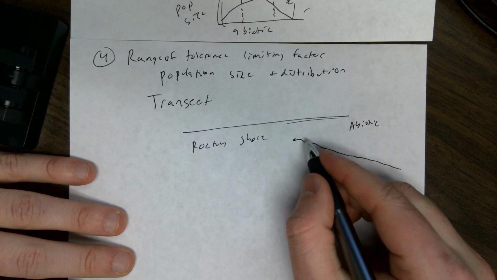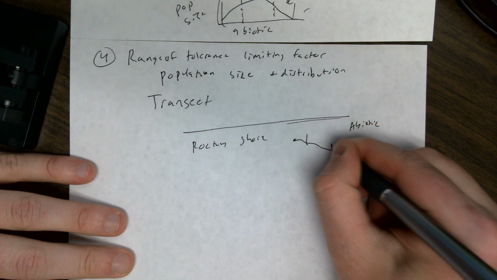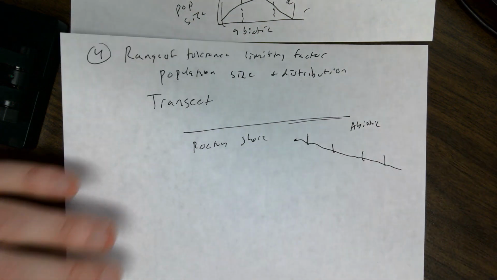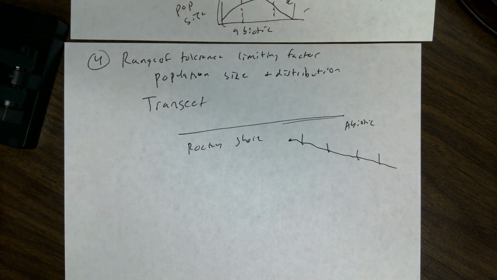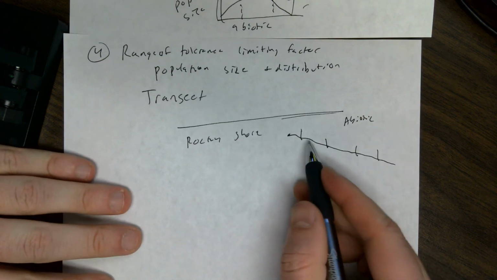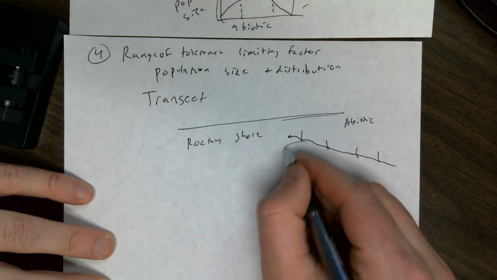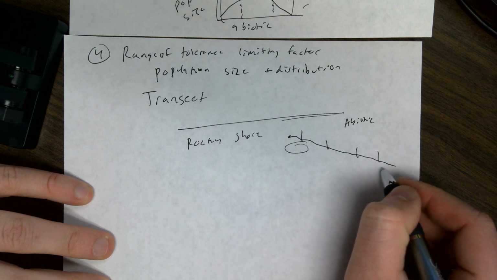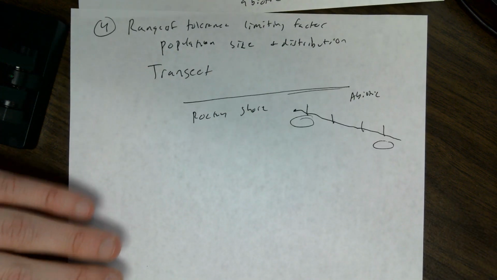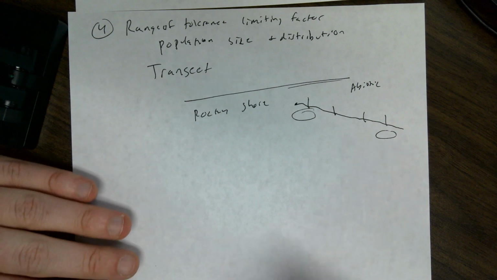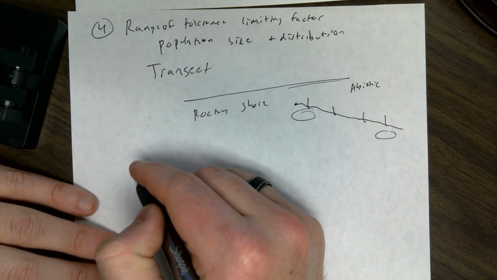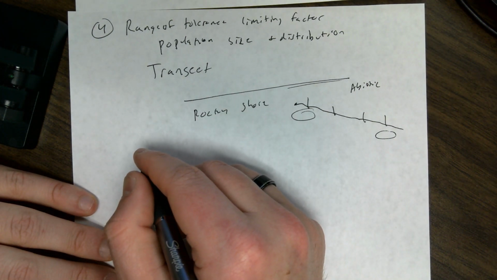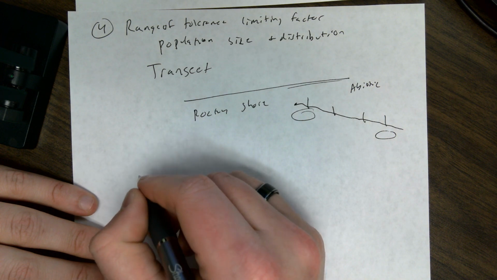And so then you can sample here and here and here and here, and you would look to see how the species change as you move into the water. You would expect to see different species at different heights. Here you would expect a species that is more heat tolerant. Here you would expect a species that needs to stay wet. And so that is an example of range of tolerance limiting distribution of a species.